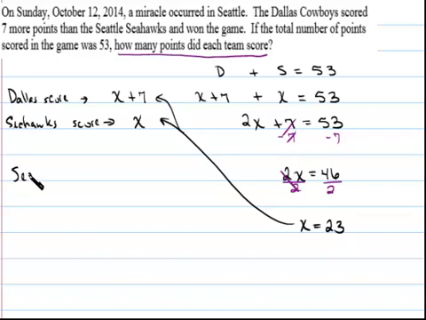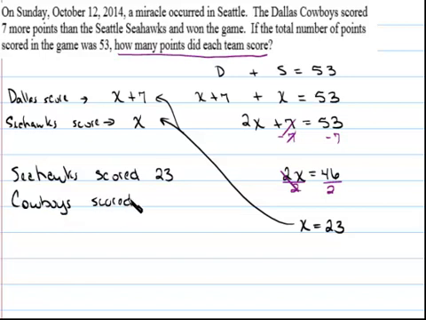So now we know the Seahawks scored x amount of points, which was 23 points, and the Cowboys scored 7 more points than the Seahawks, so if x is 23, 23 plus 7, Cowboys scored 30. Notice if you add up the score, it's a score of 53, so it works perfectly.